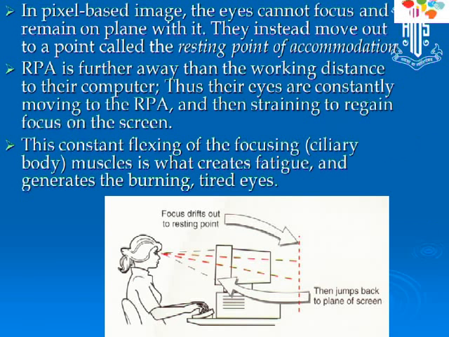In a pixel-based image, the eyes cannot focus and remain in that plane. So instead, it goes into a point called the resting point of accommodation. This resting point of accommodation is beyond the screen level. So it goes to that point, then again comes back and focuses on the screen level. It is a repetitive thing. It keeps changing and it produces fatigue. This is what strains the eye muscles, so you will have the feeling of tired eyes.